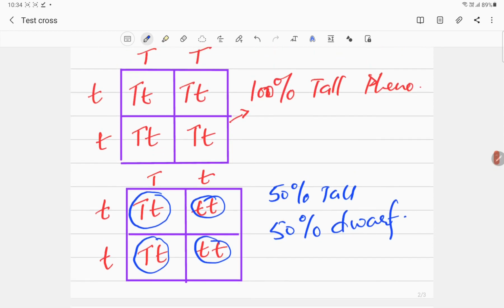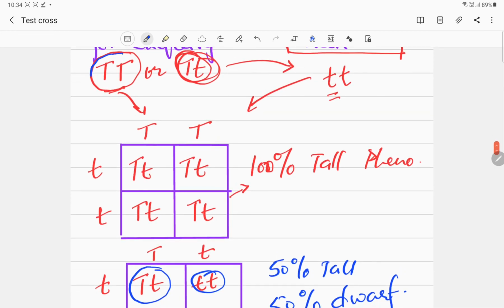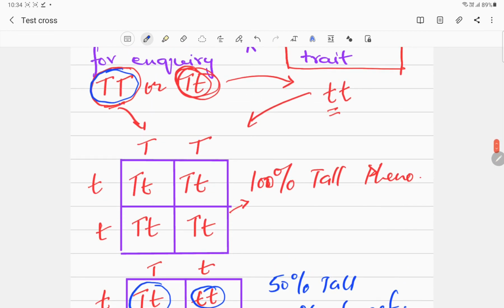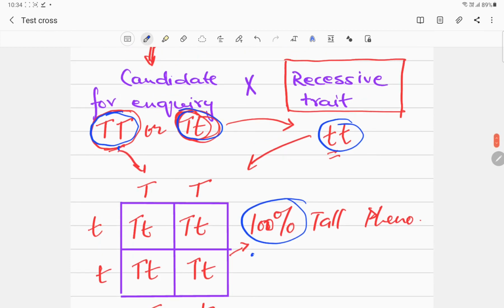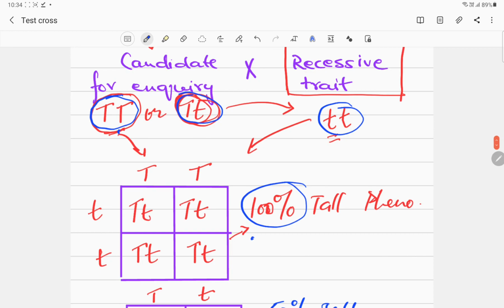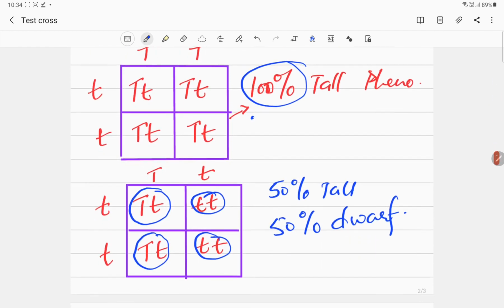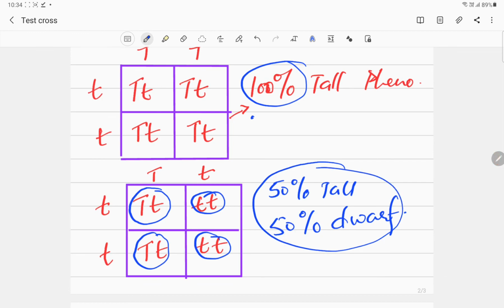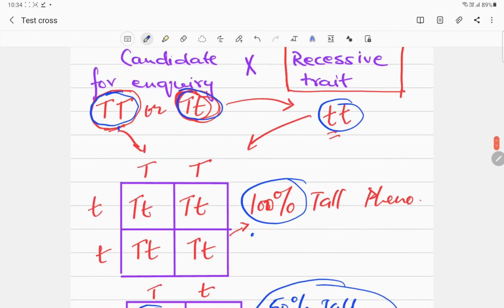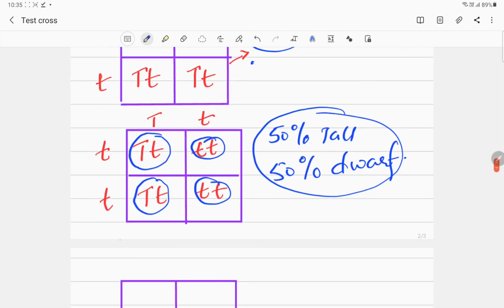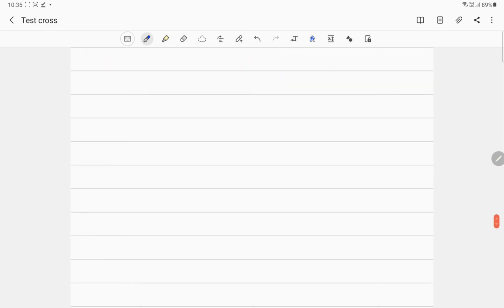So now, can you see that if my plant was a homozygous dominating plant, upon crossing it with a plant carrying a recessive trait, I'll get 100% tall plants. But if my plant contains a heterozygous dominating trait, then on crossing it with a pure line for the recessive trait, what do I get? I get 50% tall and 50% dwarf plants. And this is the way to differentiate between the homozygous dominant and heterozygous dominating conditions.